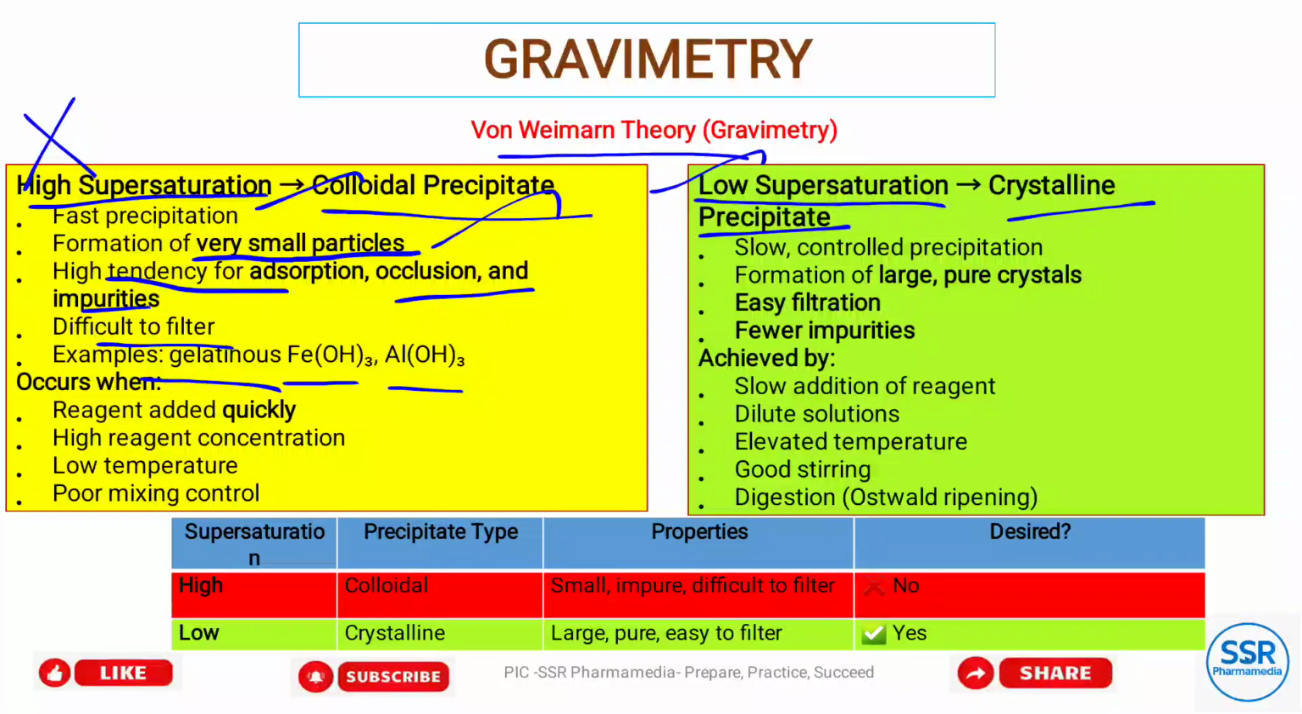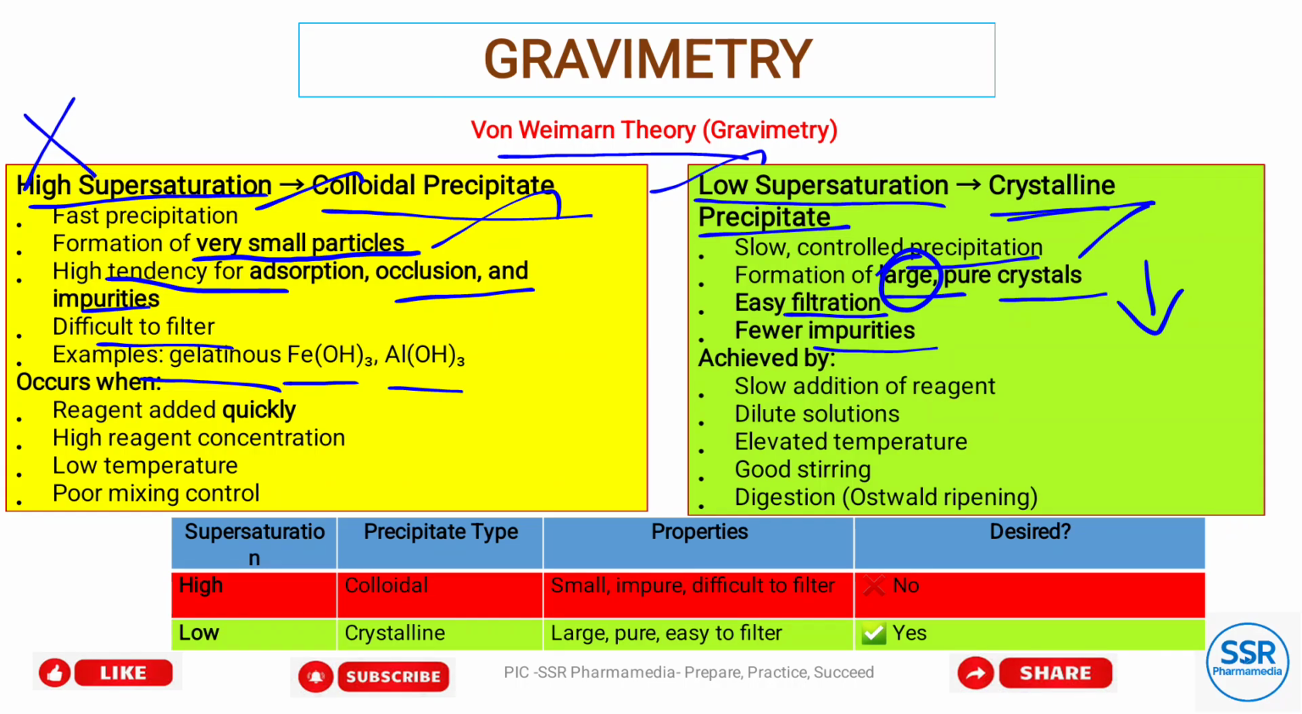Crystalline precipitation means the precipitate forms slowly, with controlled precipitation and formation of large, pure crystals. Large crystals mean less surface area and very low impurities. So filtration is easy, with fewer impurities.